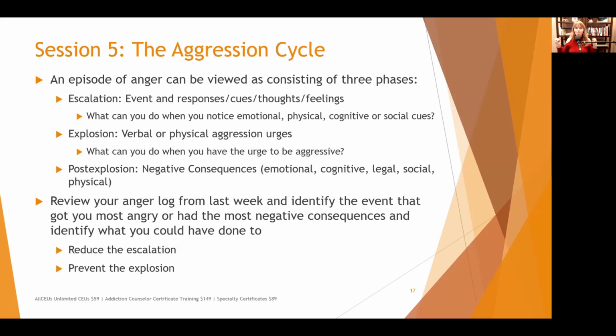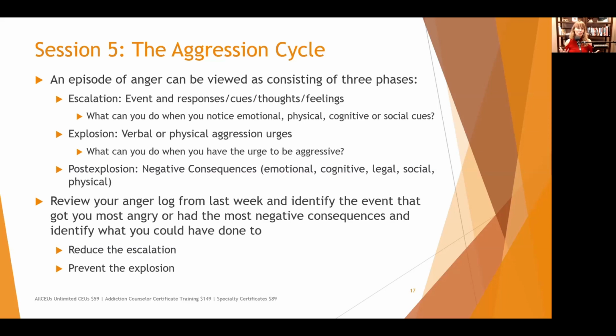The explosion phase is phase 2, and this is when the verbal or physical aggression urges come up and people start acting out. They may yell, hopefully they don't punch anything, but whatever they do, the verbal and physical aggression, we want people to start being able to stop. When they start having those hostile thoughts and feelings, we want them to be able to pause and evaluate what they can do when they have the urge to be aggressive. You can talk about urge surfing. You can talk about any of those techniques for tolerating distress, so they can get past that immediate urge to be aggressive.